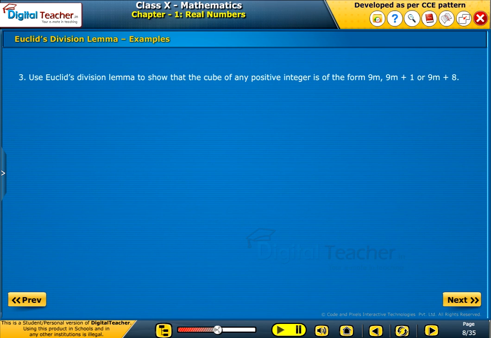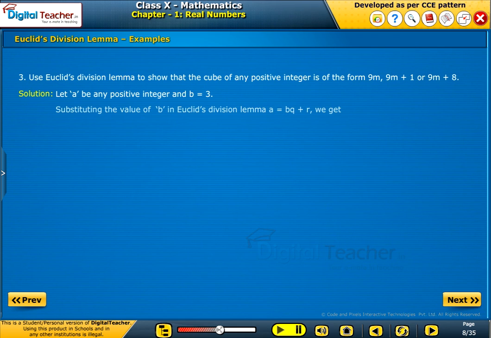Problem 3 is that use Euclid's division lemma to show the cube of any positive integer is of the form 9m, 9m plus 1 or 9m plus 8. Solution. Let a be any positive integer and b equal to 3. Substituting the value of b in Euclid's division lemma, a equal to bq plus r, we get a is equal to 3q plus r, where 0 less than or equal to r less than 3. Let it be equation 1.